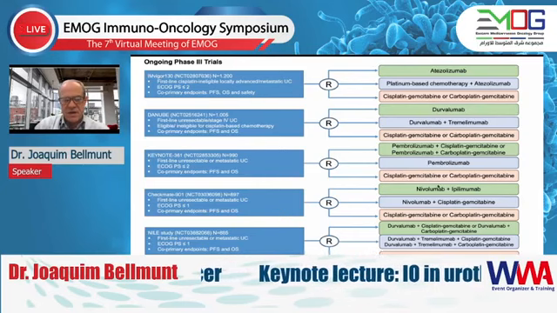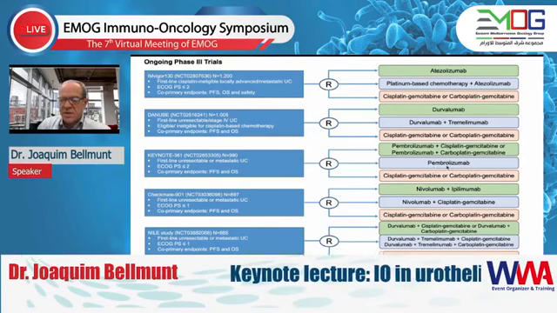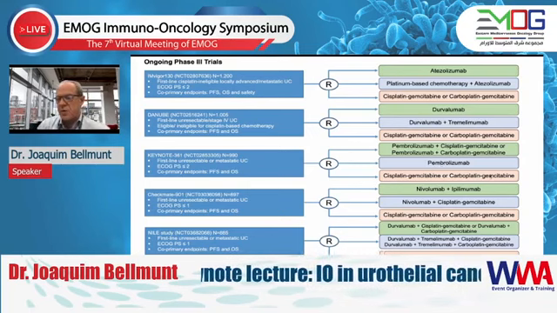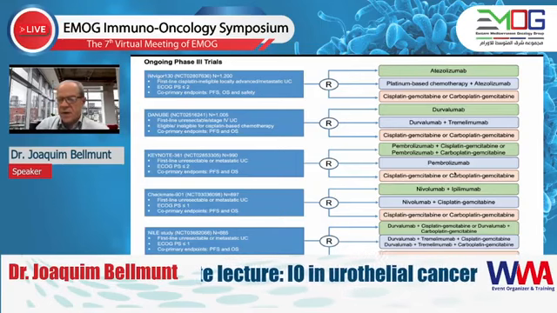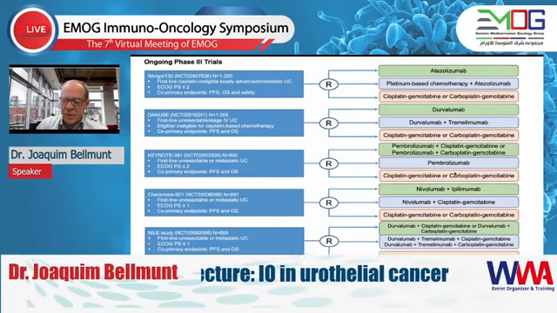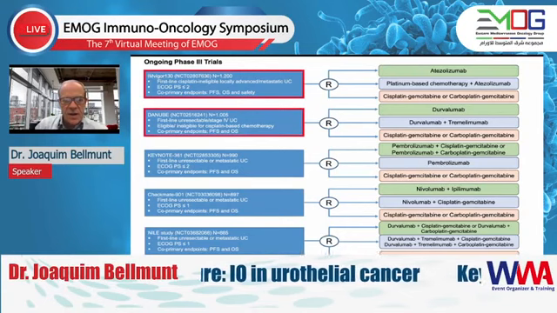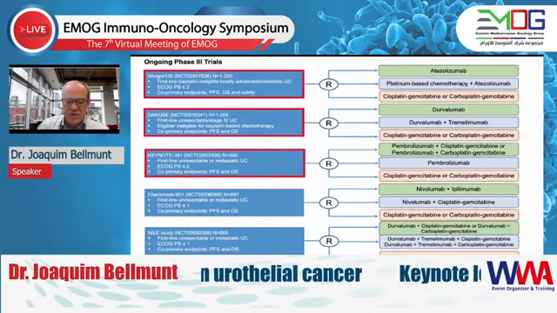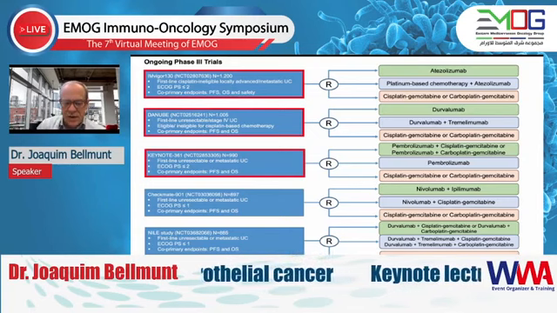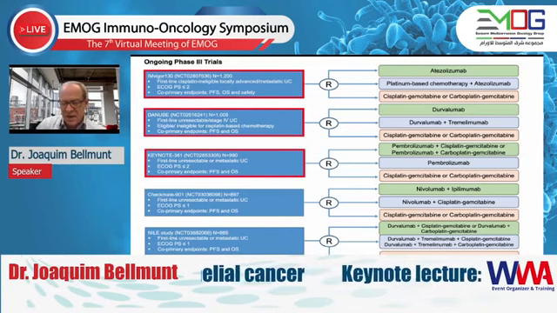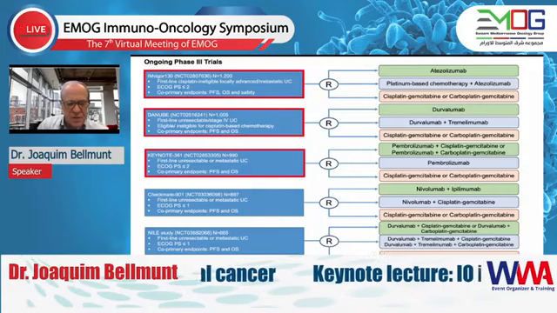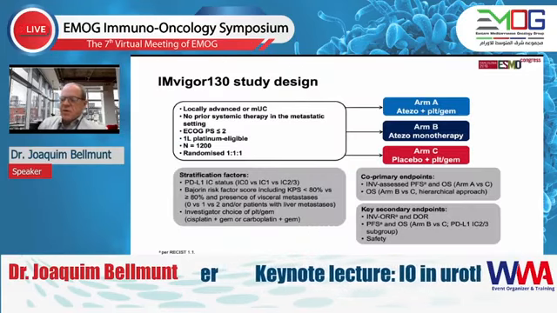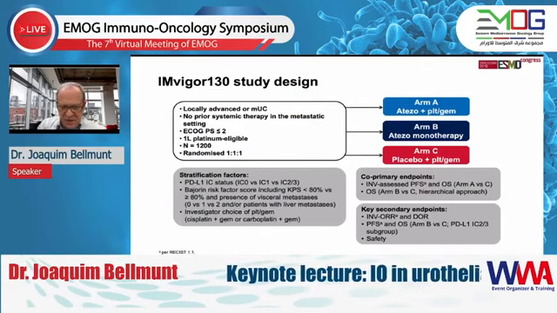Here the IMvigor and the Keynote 361 have a similar design, in this case pembrolizumab compared to carboplatin gemcitabine, or pembrolizumab alone. So we now have results for the first 3 trials. We are still waiting for the results of the CheckMate 901 and the NILE study, which are still close to completing accrual. These results were initially presented at ESMO and then published in Lancet Oncology.